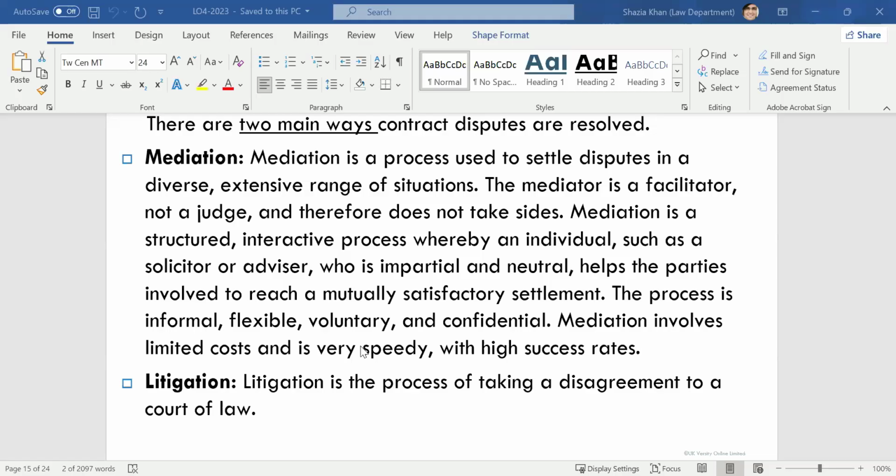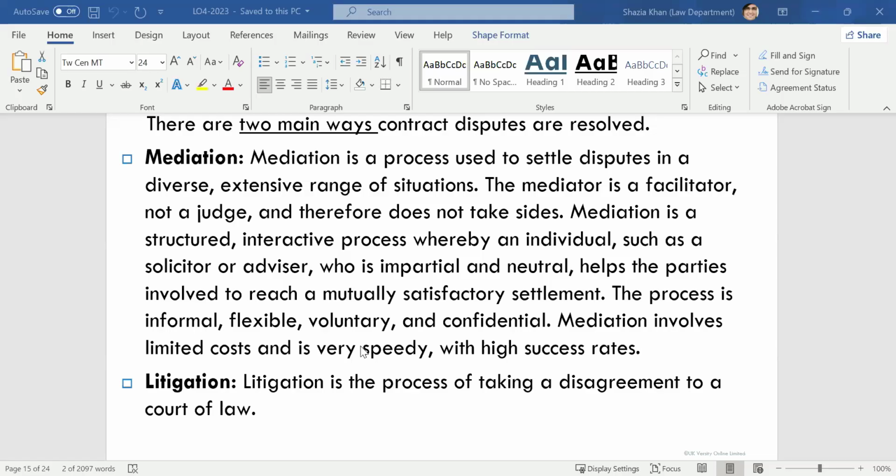Litigation, on the other hand, is the process of taking a dispute to a court of law. And this is a formal, public, and often adversarial process where a judge or a jury hears evidence and arguments from both sides and issues a legally binding judgment. Litigation can be time-consuming and costly, and it's usually considered a last resort when other methods have failed. Courts really encourage parties to take the route of ADR, which is alternative dispute resolution, and mediation.